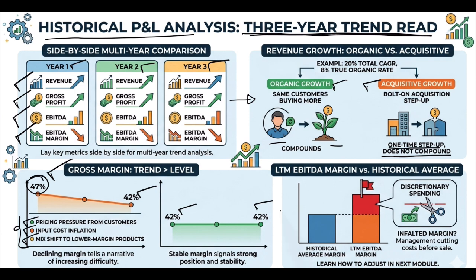The last item to flag at this stage is LTM EBITDA margin versus historical. If the LTM margin is materially higher than the 3-year average, ask why. The most common explanation, and the most dangerous, is that management cut discretionary spending in the 12 months before the sale to inflate the trailing number. We will cover how to adjust for that in the next module.